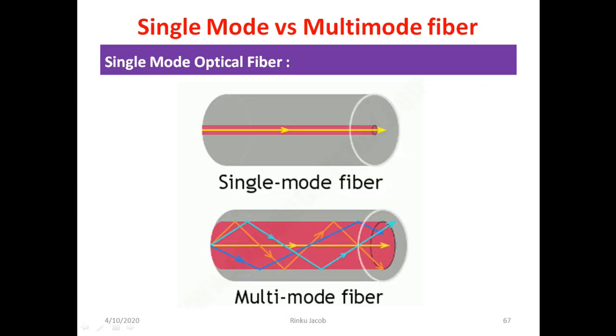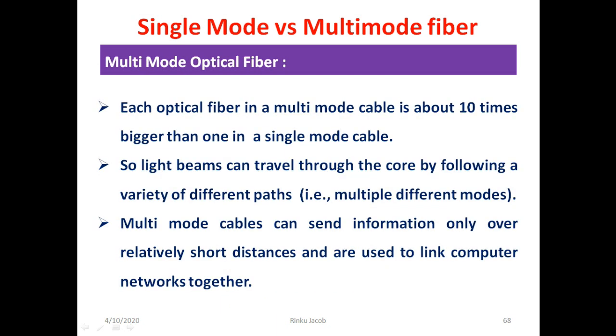This figure shows how the rays travel in a single mode and multi-mode optic fiber. Now we look at the case of a multi-mode optic fiber. Each optical fiber in a multi-mode cable is about 10 times bigger than one in a single mode cable. So light beams can travel through the core by following a variety of different paths, that is multiple different modes. Multi-mode cables can send information only over relatively shorter distances and are used to link computer networks together.